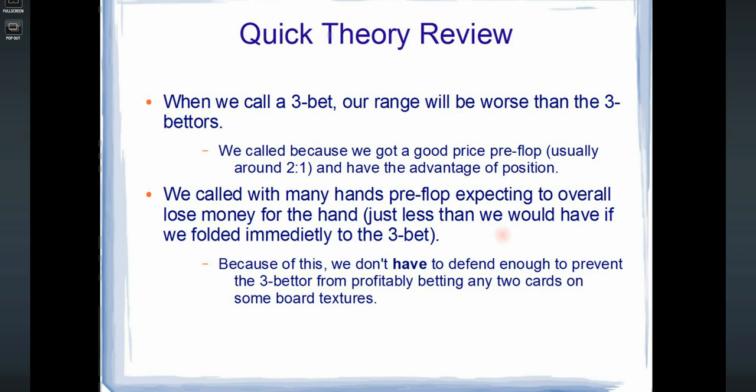It's going to be a similar thing here where even though we have the advantage of position, if the small blind 3-bets and we call in the cutoff, for example, his range is going to be quite a lot better than ours. So because of that, there's nothing necessarily wrong if the small blind can profitably bet any two cards in some situations. There's already a lot of money in the pot and we have the weaker range. So it makes sense that we might fold often enough that our opponent can profitably bet any two cards, but we're still going to defend reasonably aggressively.